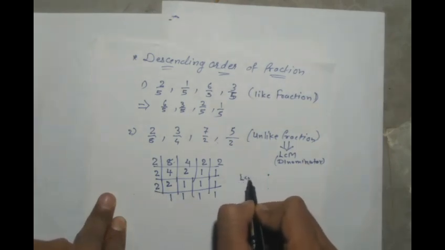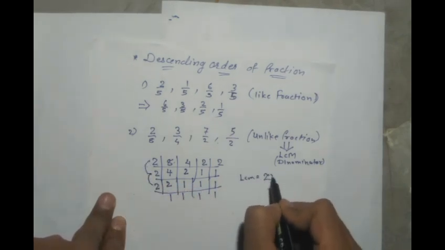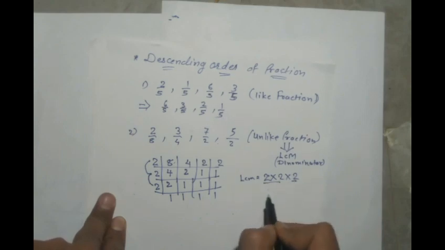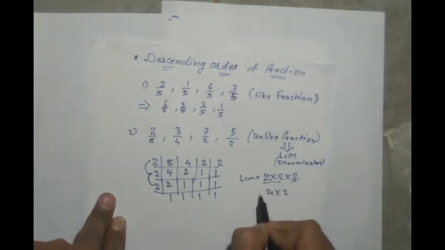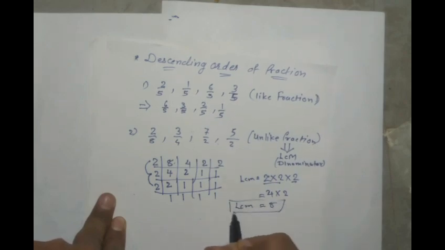Now we get LCM equals 2 multiplied by 2 multiplied by 2. 2 2s are 4, 4 2s are 8. So our LCM is equal to 8.